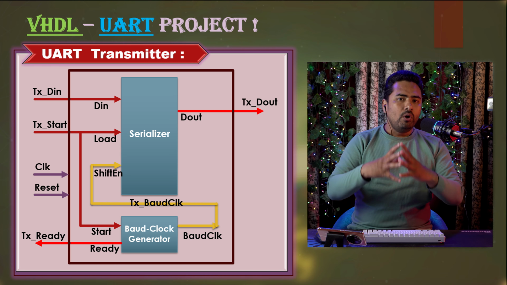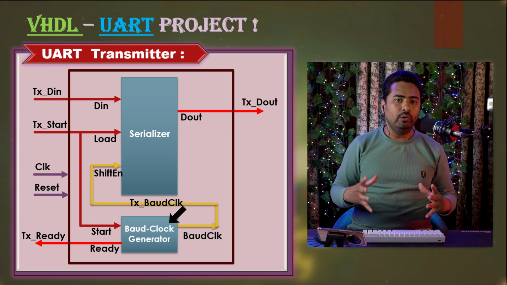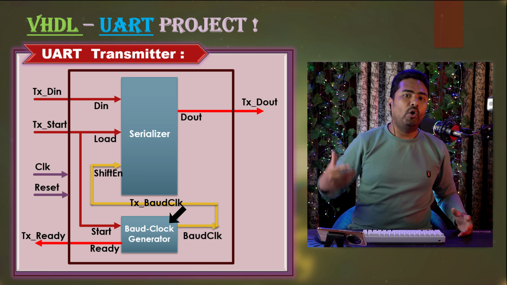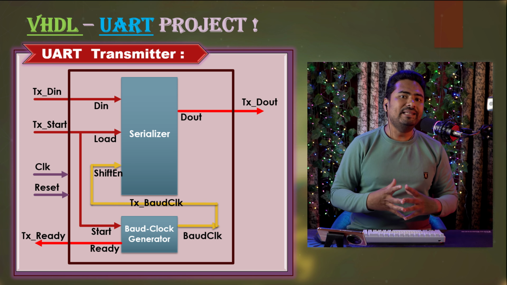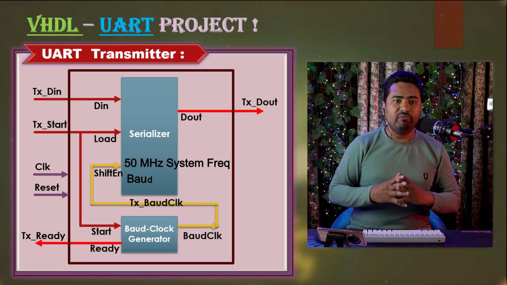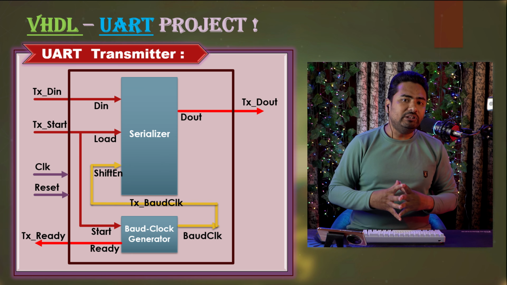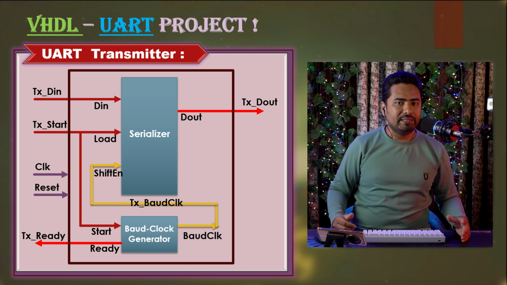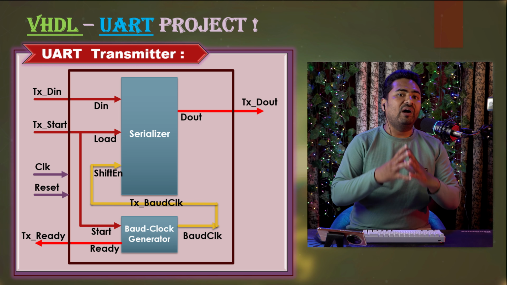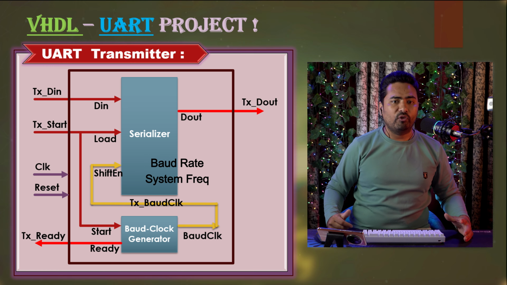Means we will use the baud clock generator, which will generate pulses to drive the serializer module based on a very specific bit period, which is calculated from our system clock frequency and our baud rate. So in this example, we will use 50 megahertz of system clock frequency and the baud rate will be 115200. Although you can simply change them based on your design requirements because our VHDL code is flexible enough to work on any combination of baud rate and system clock frequency.